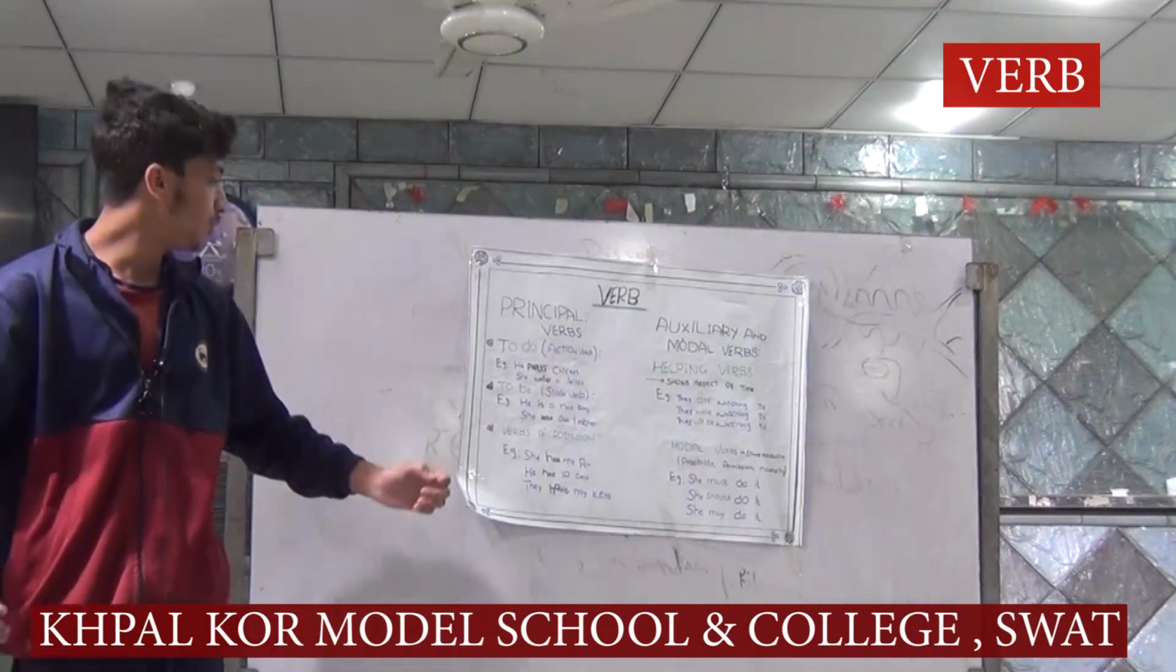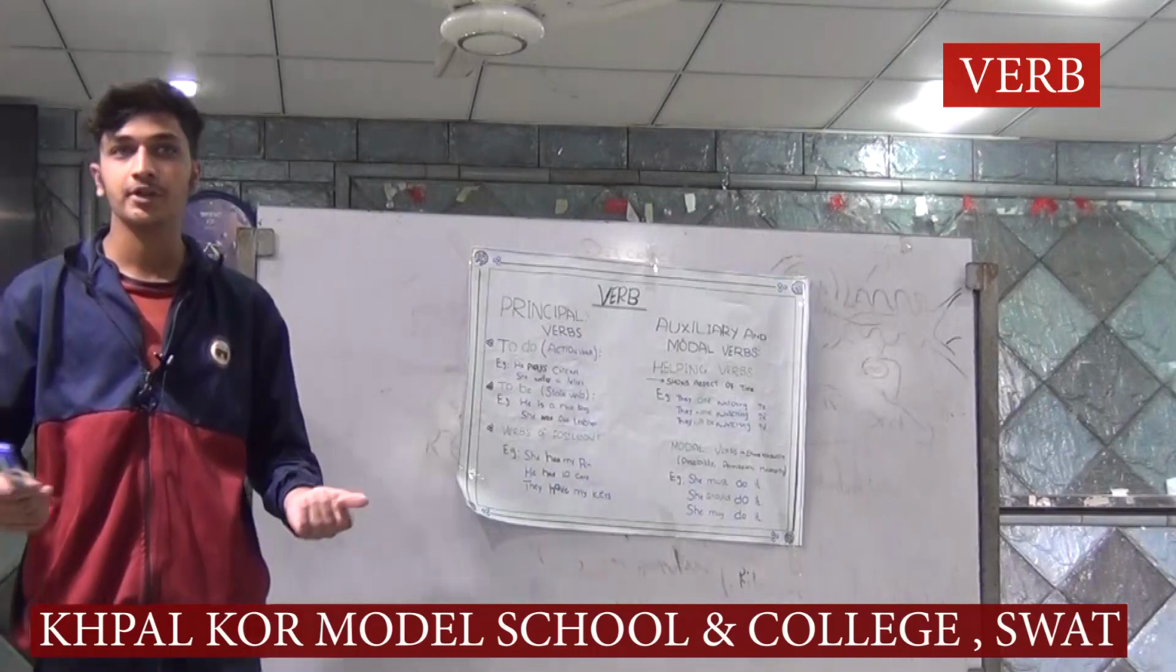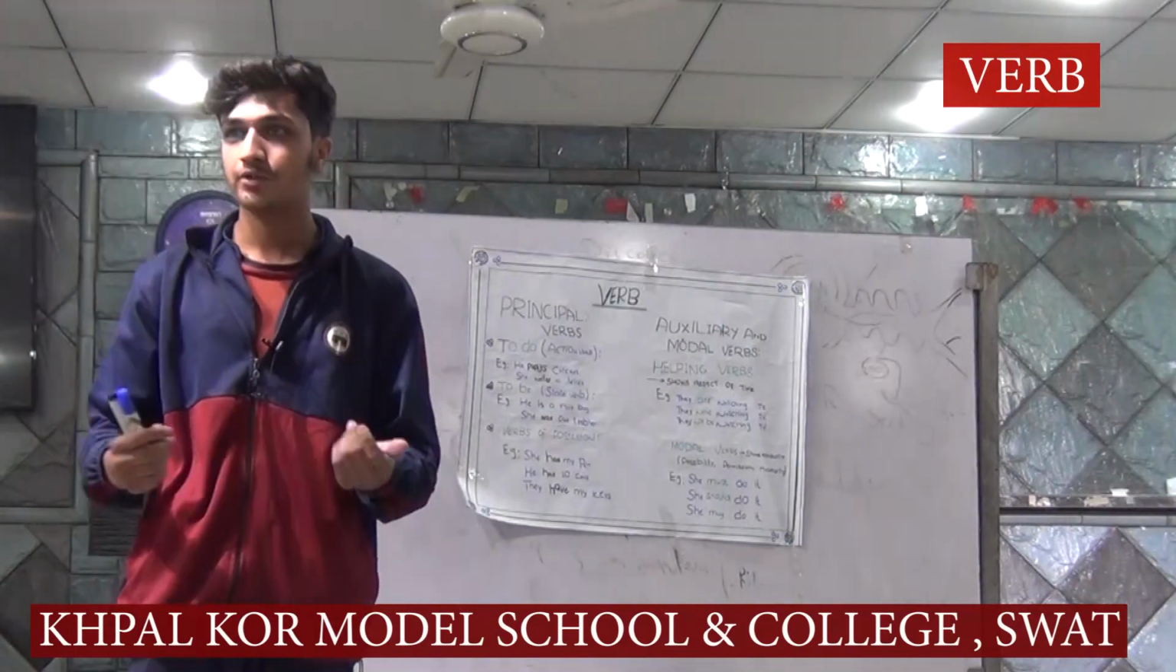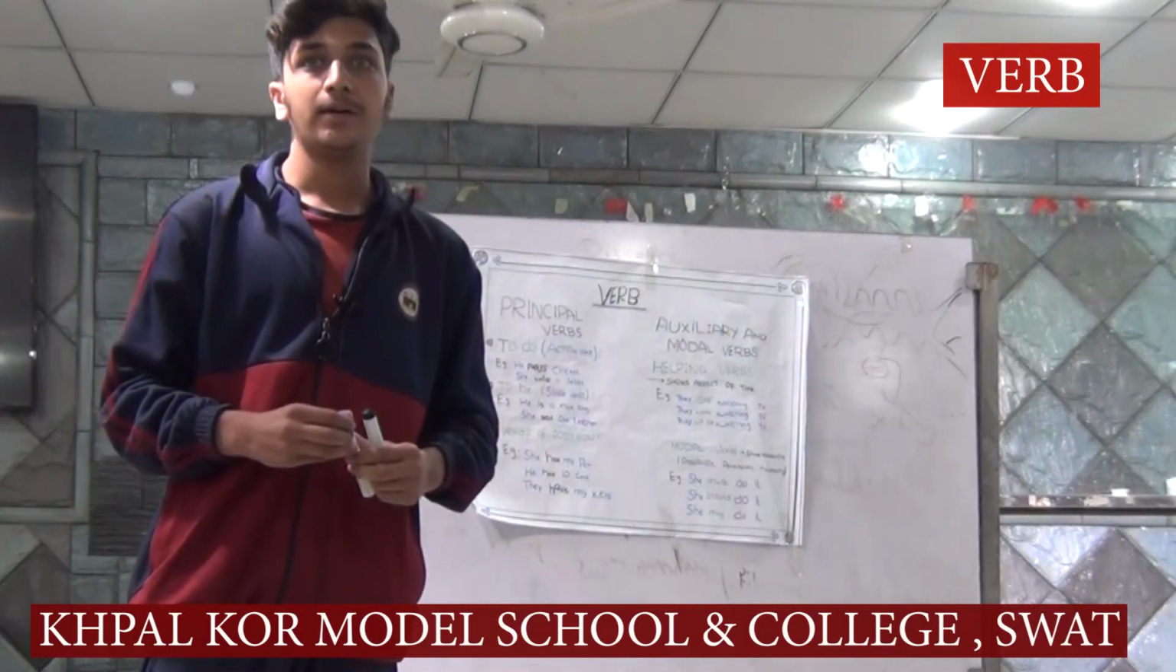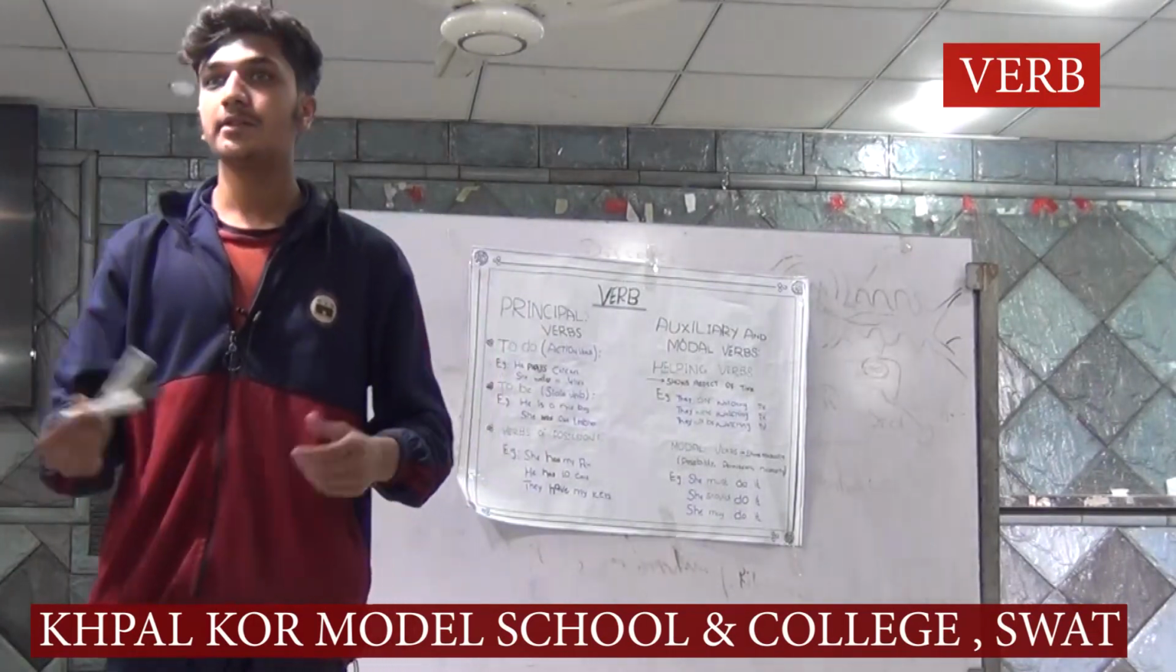For example, she plays cricket, she writes, she reads. These show an action. But in "she has my pen" or "I have 10 rupees", what does the verb show?